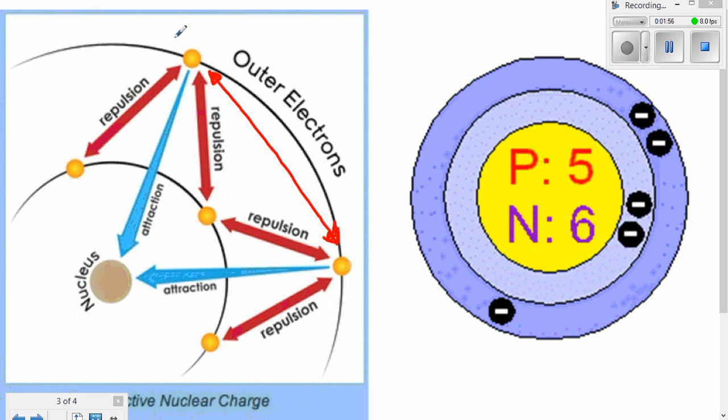Well, if this electron is gone, then we don't have this repulsion between these electrons. So there can actually be a tighter attraction between the nucleus and the electron that's left. It holds it just a little bit tighter, which means we're going to need more energy to get rid of the second electron.